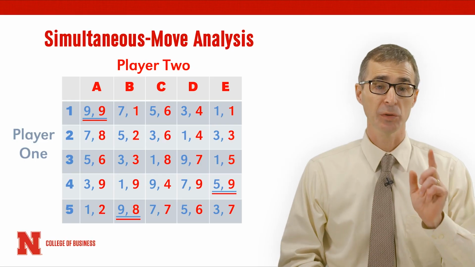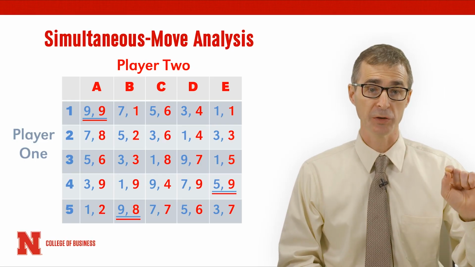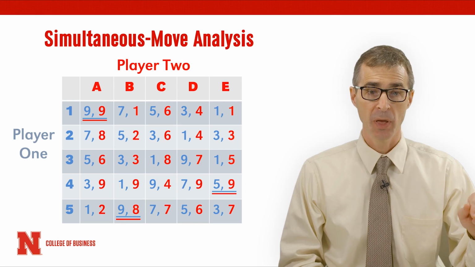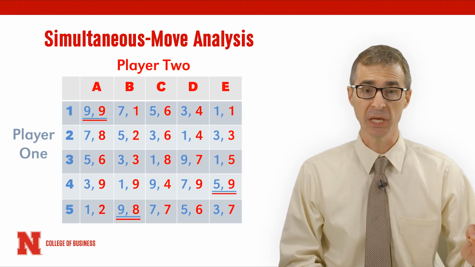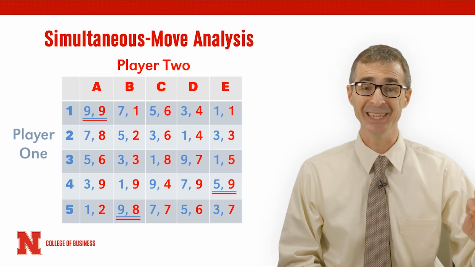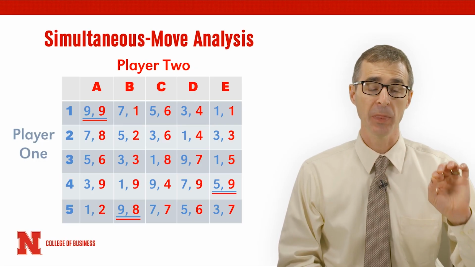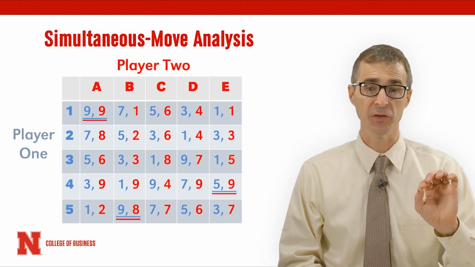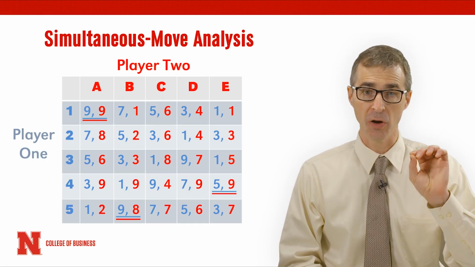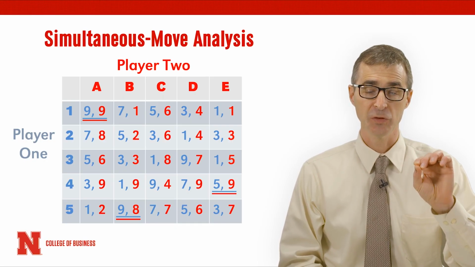Player 1 could pursue strategy 1 and player 2 strategy A. So 1, A is one of the equilibria. 5, B is a second equilibrium. And 4, E is the third equilibrium. In each of those instances, we can see that those sets of strategies are best responses to the other.